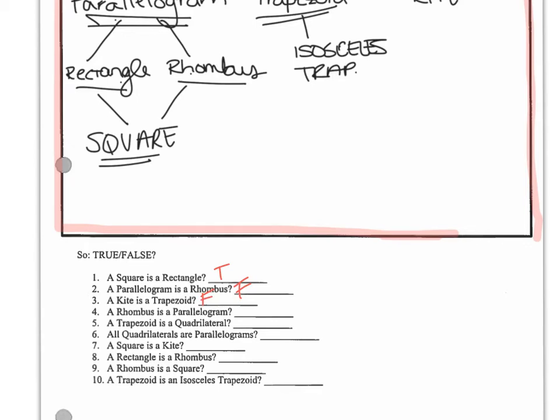A rhombus is a parallelogram. That's true. Is a trapezoid a quadrilateral? That's also true. So pause this video, answer the next 5 questions, and then unpause this video so you can check your answers.